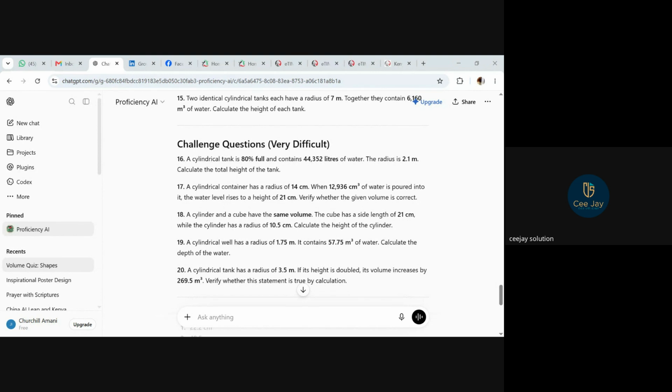A cylinder and a cube have the same volume. The cube has a side length of 21 centimeter, while the cylinder has a radius of 10.5 centimeter. Calculate the height of the cylinder. What did you get?